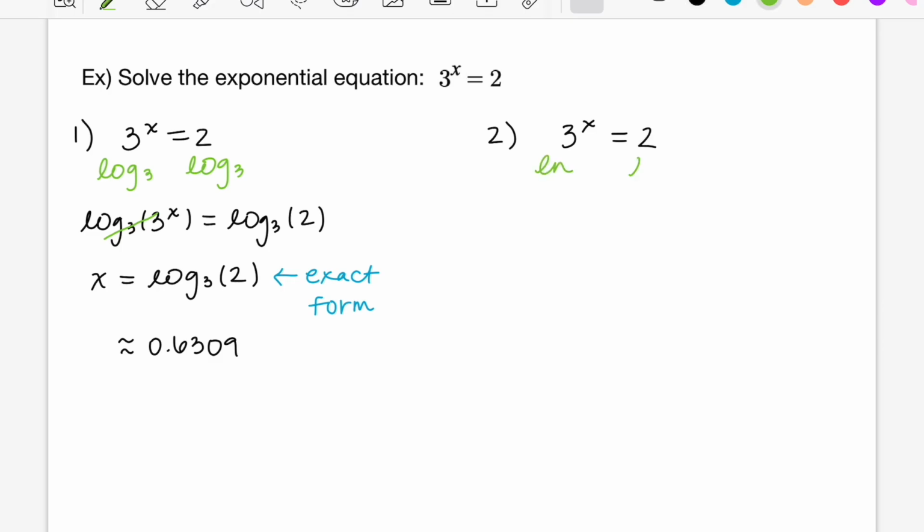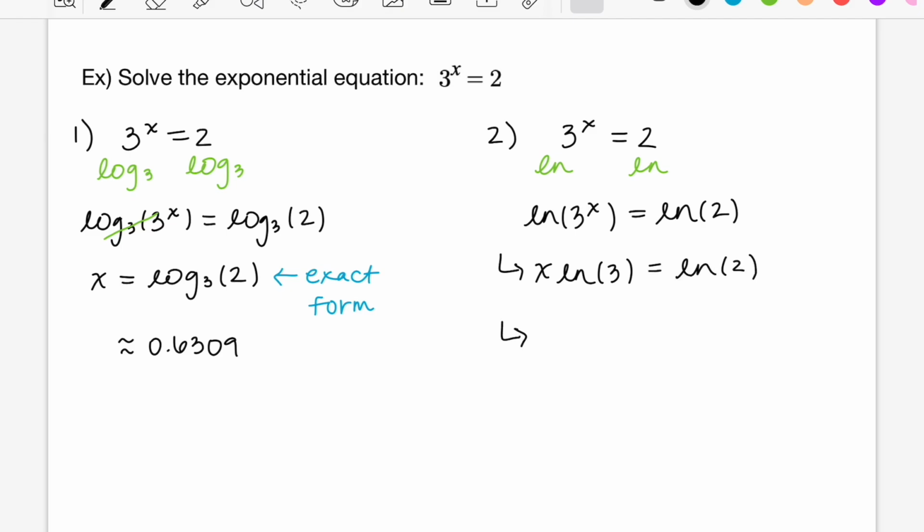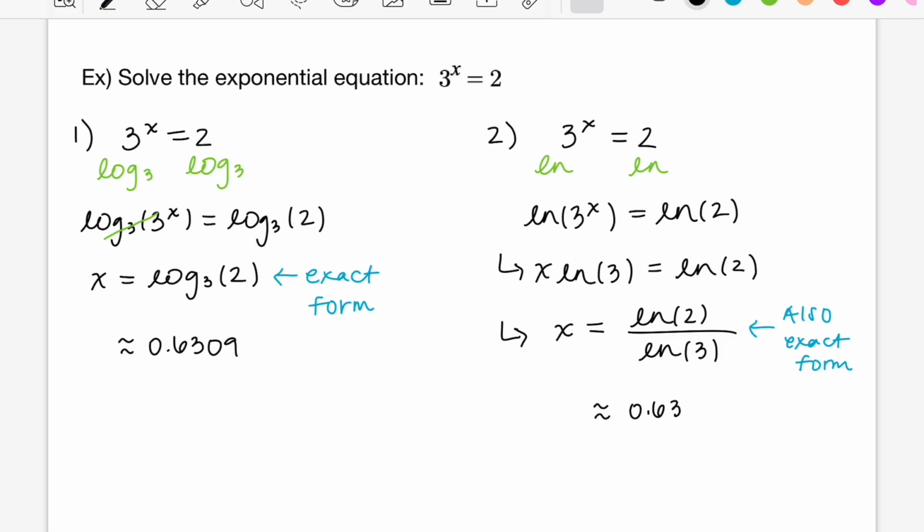We can take the natural log on both sides of this. What happens is we'll get ln of 3 to the x is equal to ln of 2. Using our power rule, this x is going to come down in front here. So we'll get x times ln of 3 is equal to ln of 2. Then solving for x by dividing by ln of 3 on both sides, we'll get ln of 2 divided by ln of 3. And so in this case, this would also be our exact form for our answer. And then plugging this into our calculator, we'll get the same thing here.